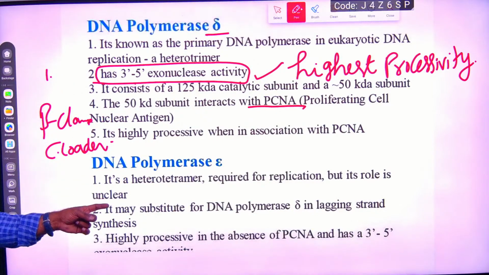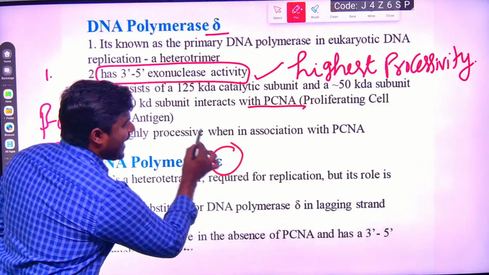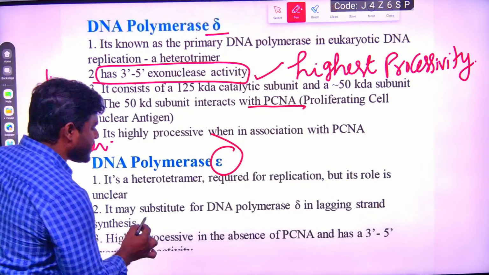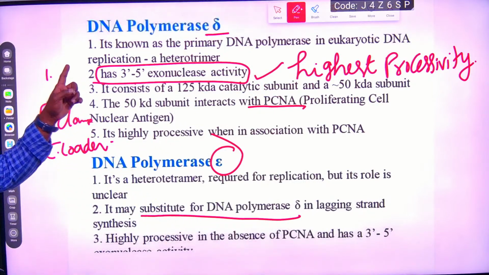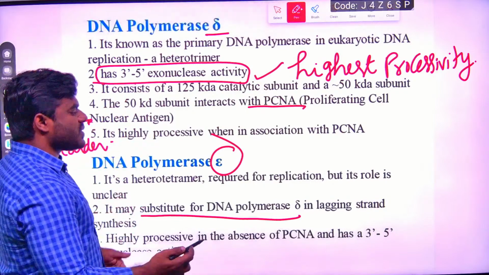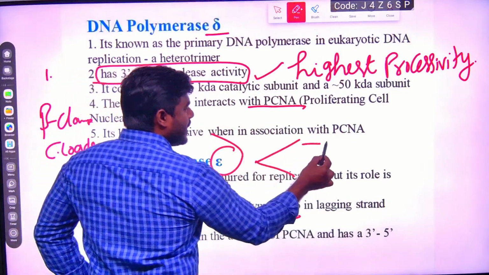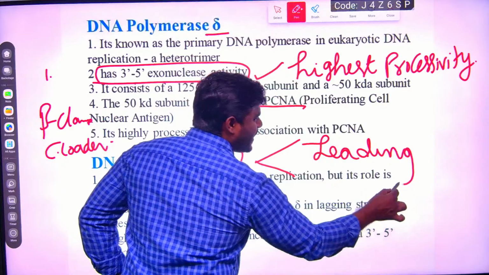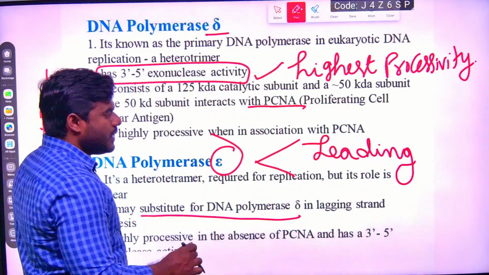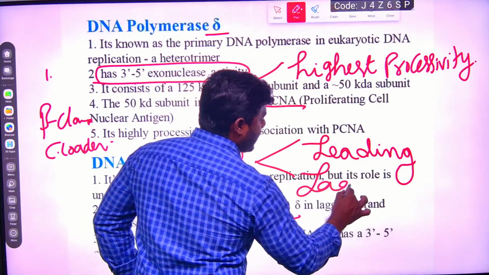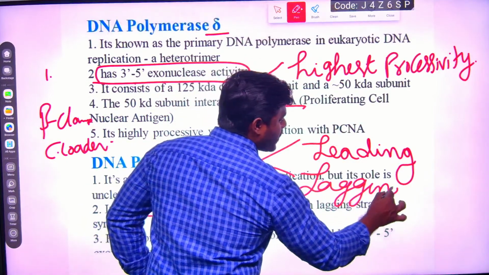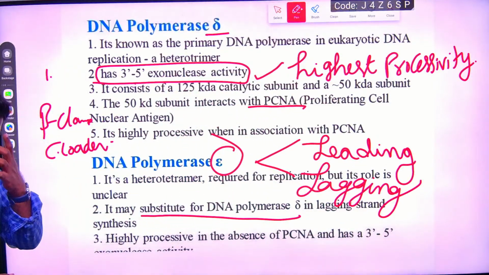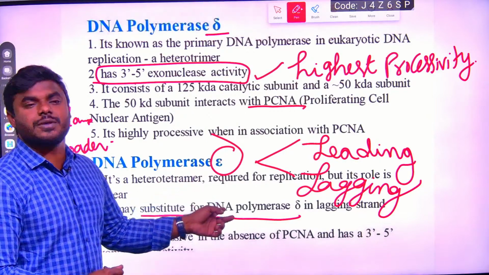Then the next enzyme, DNA polymerase epsilon. I told you, right, we say that it may be a substitute for DNA polymerase delta. Sometimes, in some books it was written very differently. In some books it says that it acts as a substituent for polymerase delta in leading strand synthesis. In some books like Watson, it was written that it may act as a substitute for polymerase delta in lagging strand synthesis. So remember, the function is unclear, but remember it as a substituent enzyme.